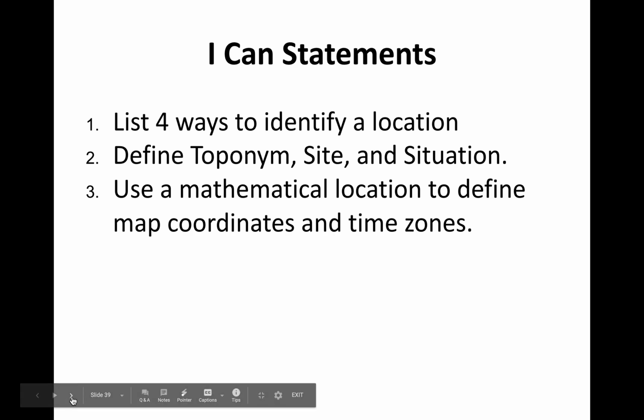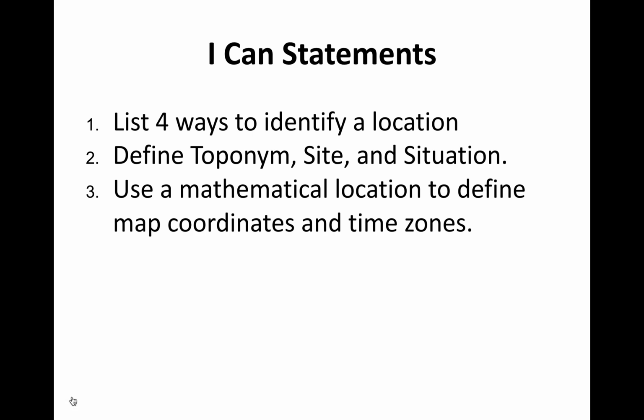The I CAN statements for this lesson are: list 4 ways to identify a location, define the key terms and concepts of toponym, site, and situation, and use a mathematical location to define map coordinates and time zones. And you will have to use this skill in the test, being able to find map coordinates and time zones within the United States.